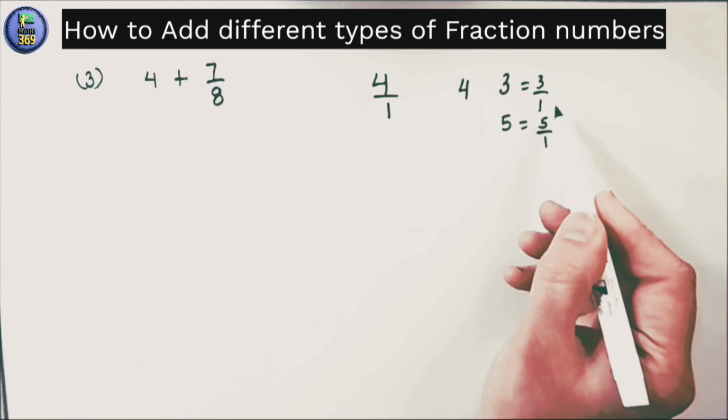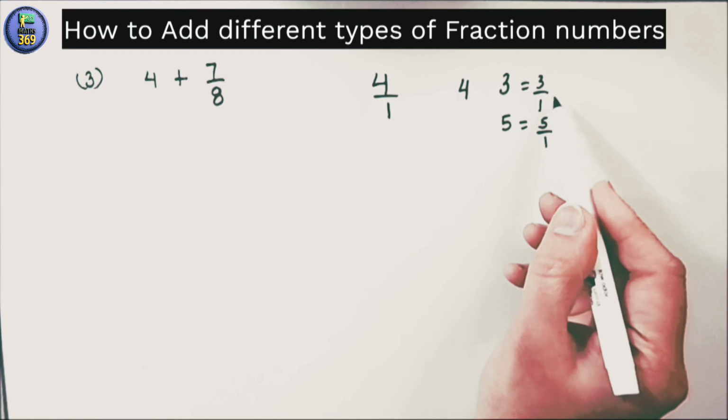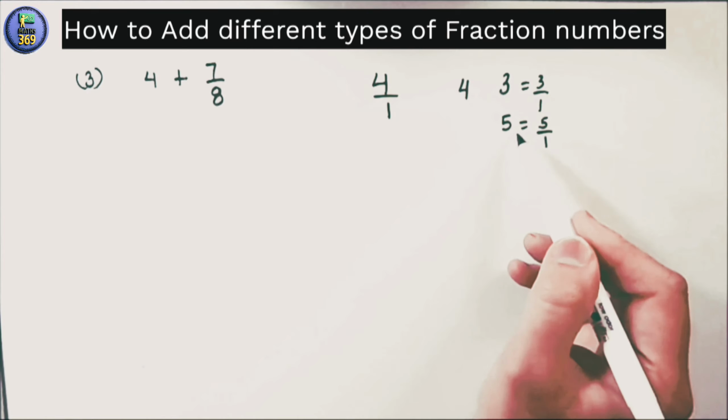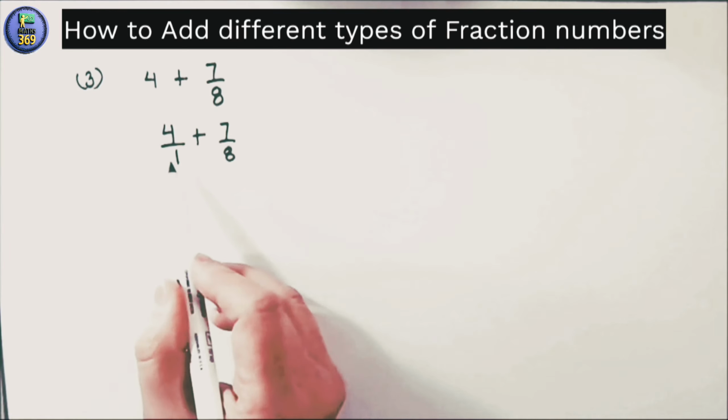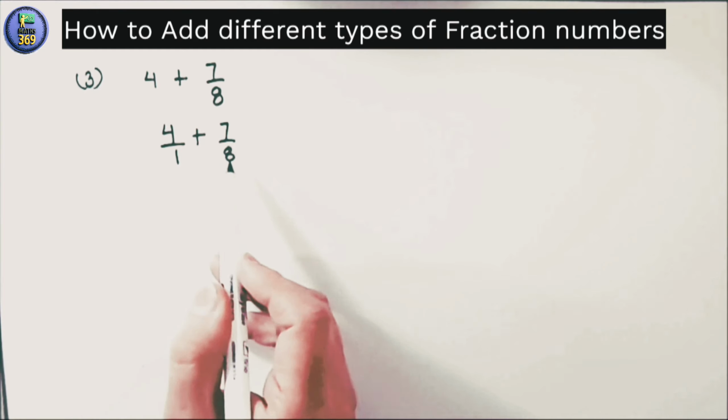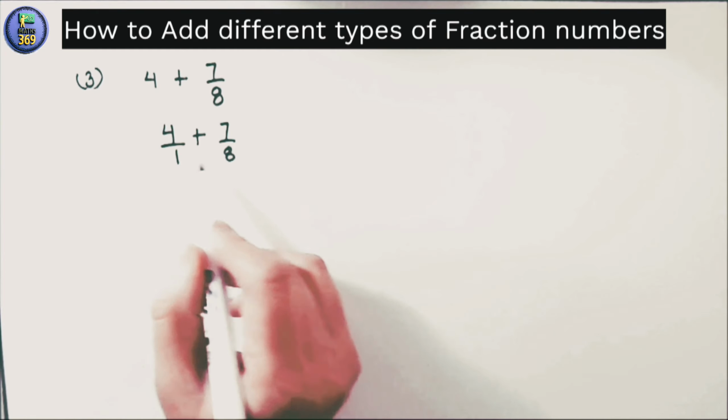Normally the practice is not to write the denominator as 1. All whole numbers have the denominator as 1. We can write this 4 as 4 by 1. Now we have two fractions adding together. The next step is to make these denominators equal.